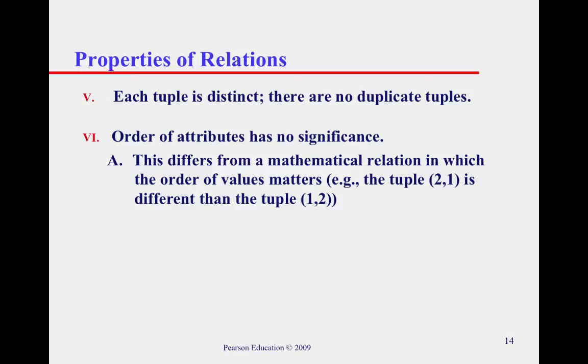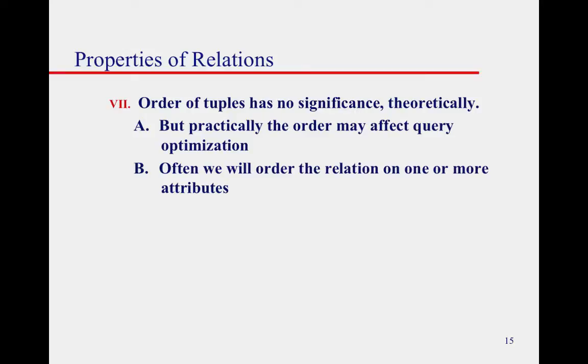It doesn't matter in which order the columns are placed in the relation, which is different than the definition of a relation that you learned in CS 311, where the order of the columns did matter. Here they have no significance. Also, the order of the tuples theoretically has no significance. The rows may be arranged in any order, but in fact, the order can critically affect query optimization, as you learned in 140 and 302.